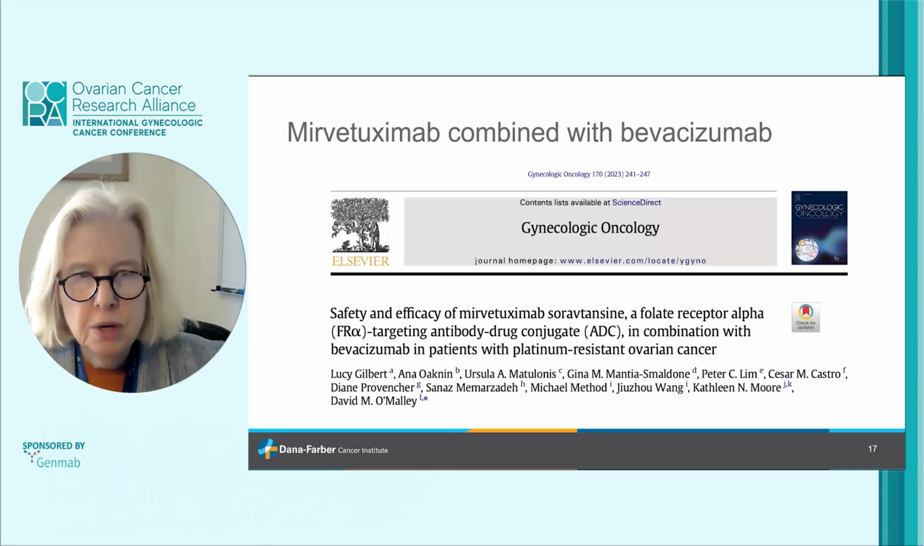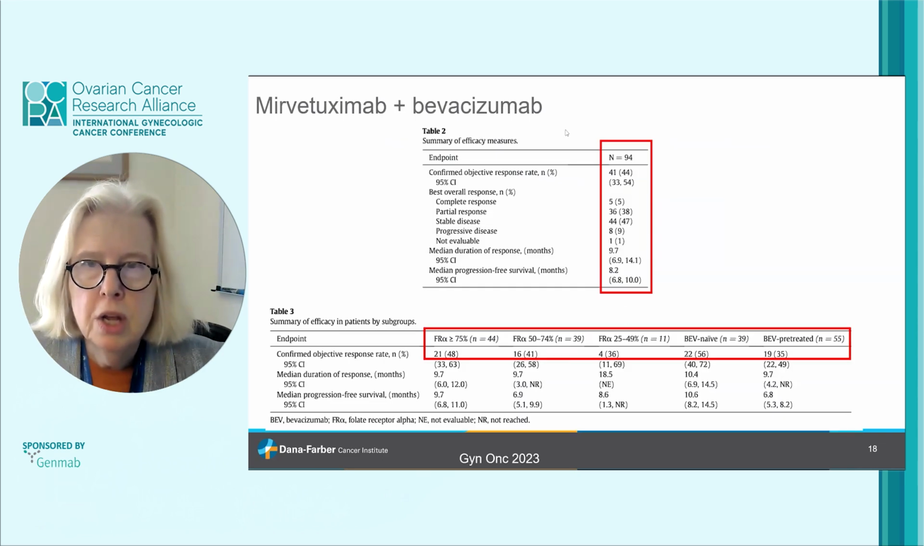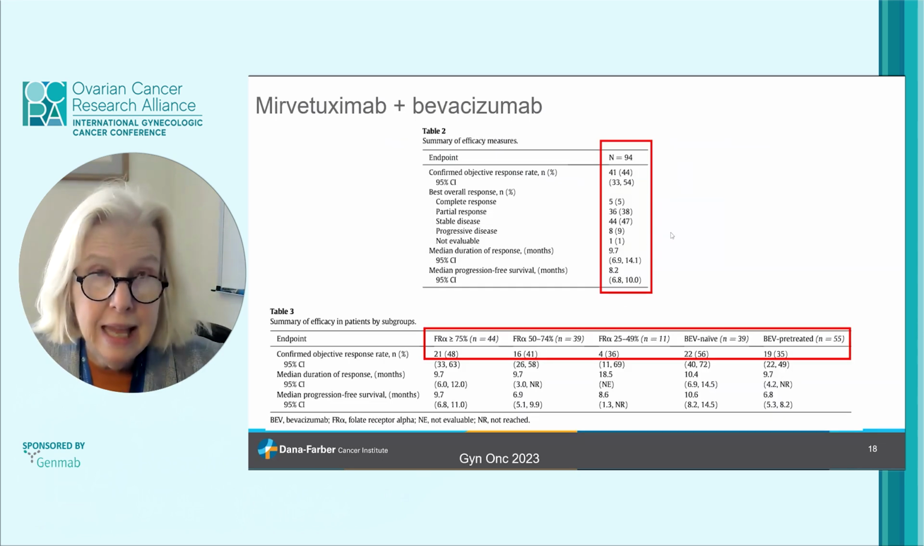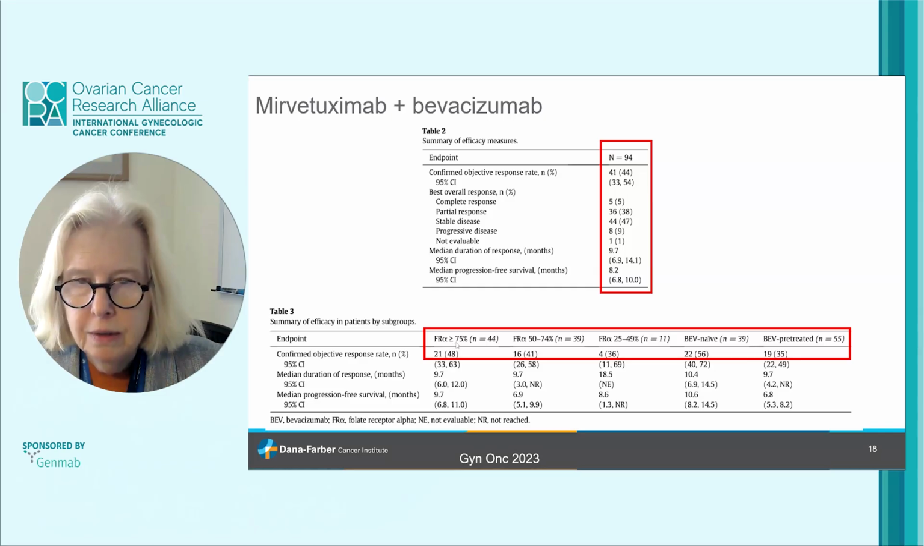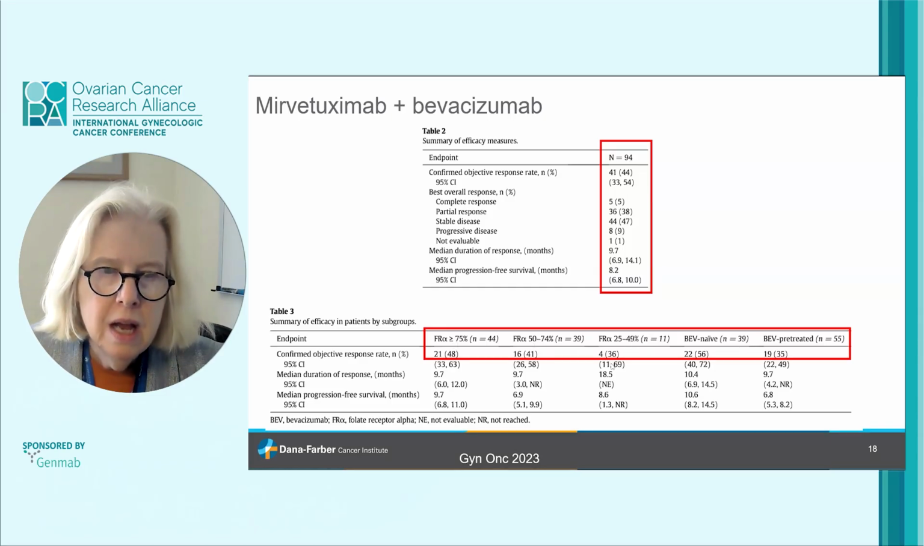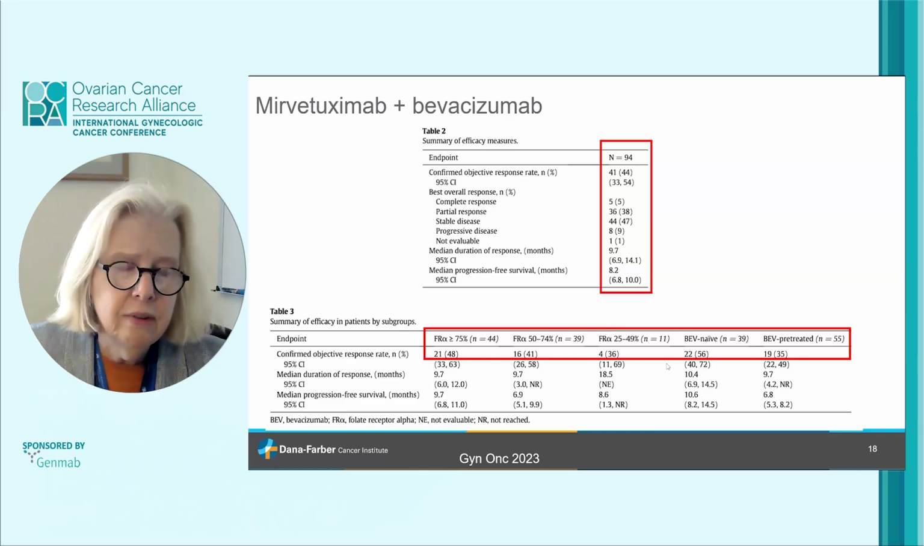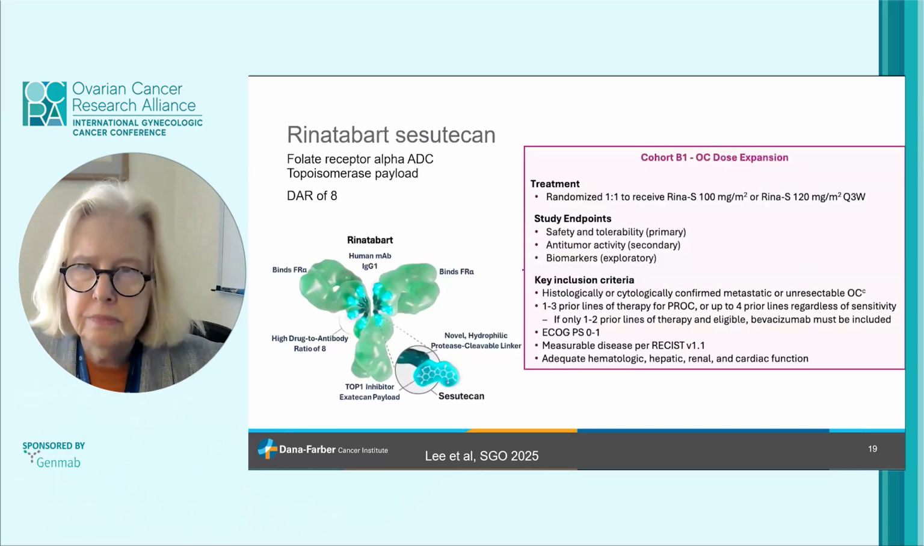And this is the paper that shows this. These are the results. These are patients who had different levels, 25% or higher, and the response rate here is 44%. And you can see at the bottom, FR alpha greater than 75%, 50 to 74, 25 to 49. There are definitely responses here. It drops down the lower the level, but there is some level of response.